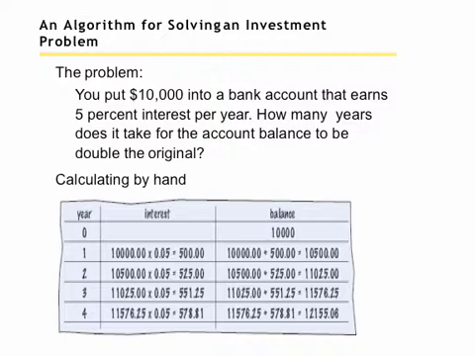For example, this is an algorithm for solving an investment problem. The problem is you put $10,000 into a bank account that earns 5% interest per year. How many years does it take for the account balance to be double the original? So how many years is it going to take till I have twice as much as I started with? Notice that we can calculate it by hand. We draw a little table. We've got a column for the year and a column for the interest and a column for the balance.